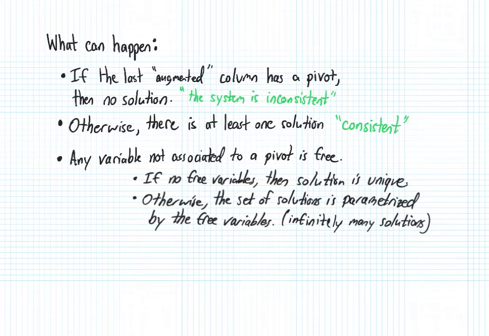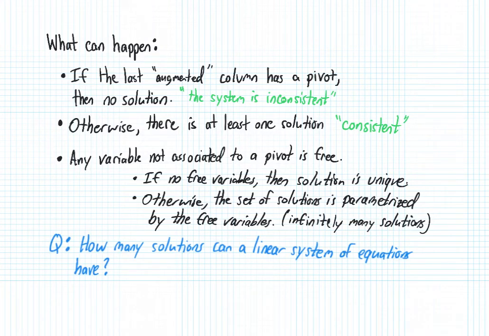Okay, so pop quiz. How many solutions can a linear system of equations have? Well, based on what we just discussed, there are exactly 3 possibilities. There could be no solution, 1 solution, or infinitely many solutions, and those are the only possibilities for what can happen. So that's already pretty remarkable that we can say that about linear systems.